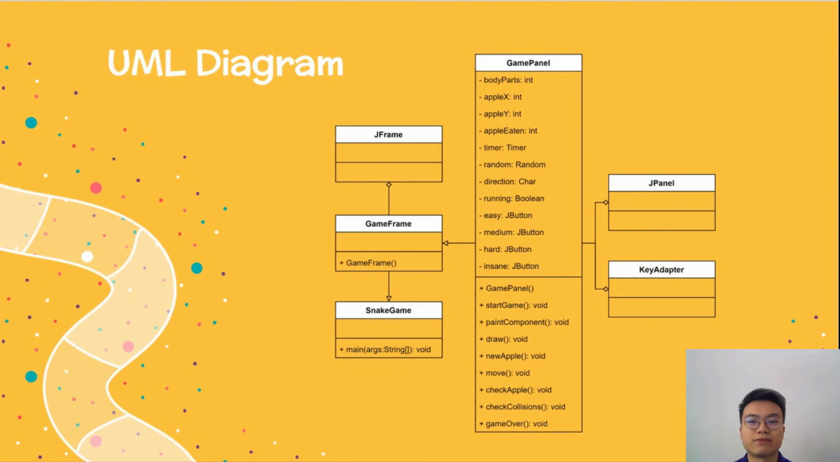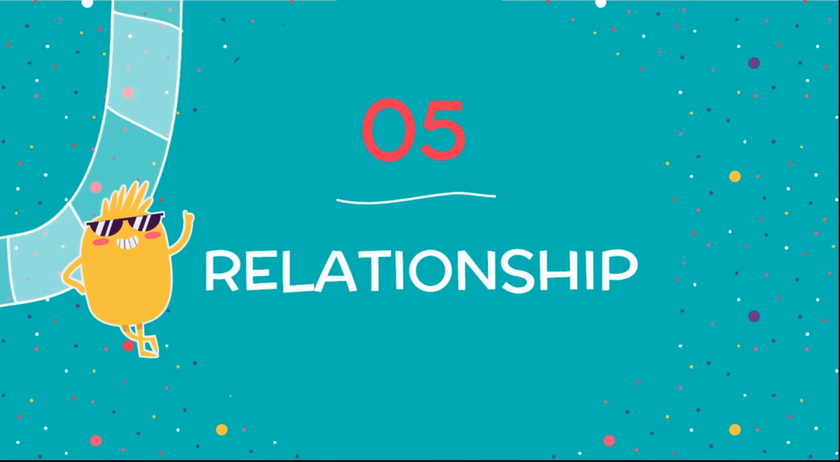The next class is the game frame class, where it will extend the JFrame class to create our GUI application by calling for the game panel constructor. And finally, the SnakeGame class is where we call our main function to run and start the game. In the main function, we will call for the new game frame constructor. So this is it for the UML diagram.